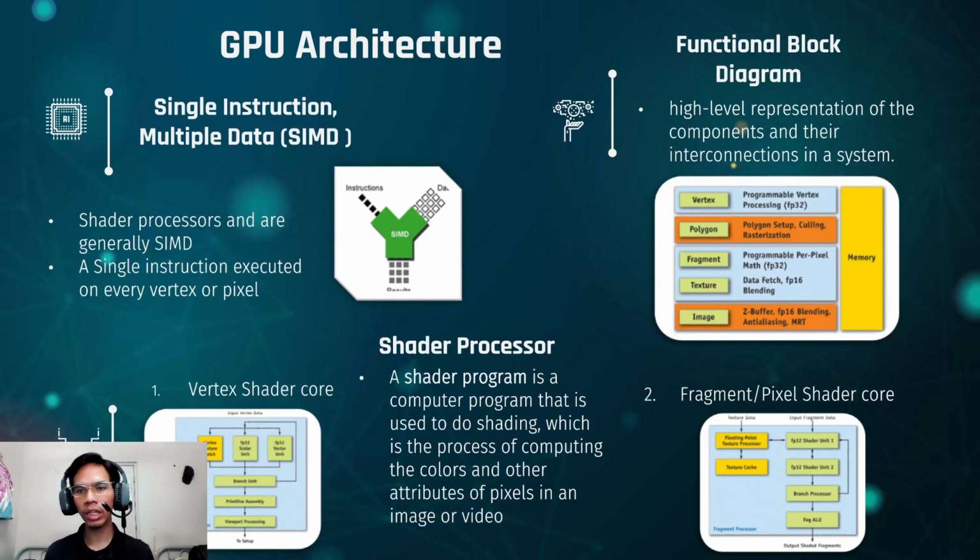After that, we see the functional block diagram. A functional block diagram is a high-level representation of the components and their interconnection in a system. Then finally, the shader processor. A shader processor is a computer program used to do shading, which is the process of computing the color and other attributes of pixels in an image or video. It has two types of shader processor, the vertex shader core and the fragment shader core.